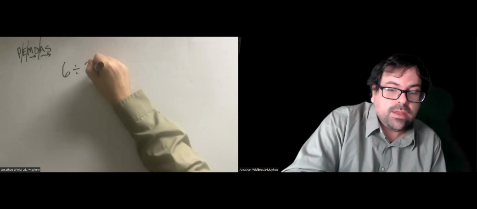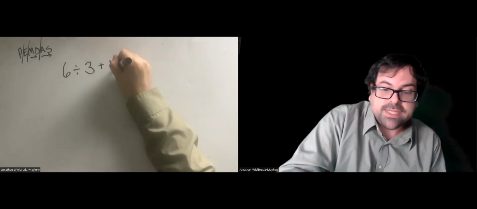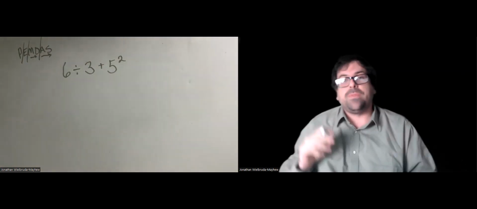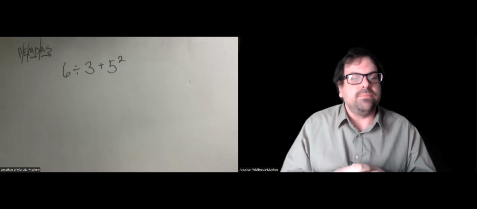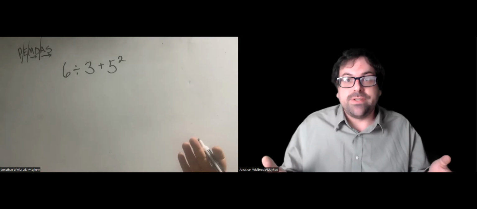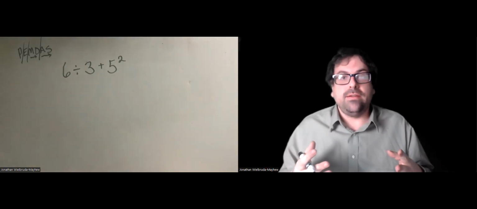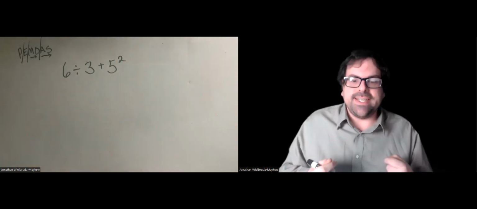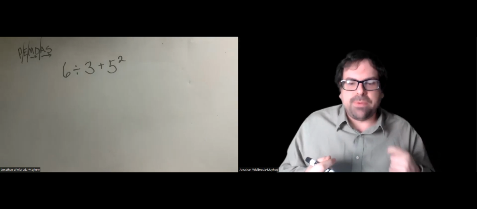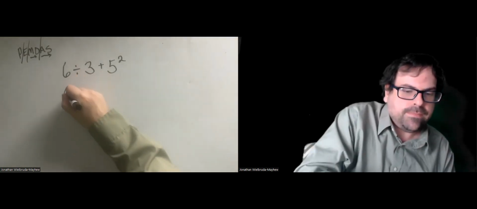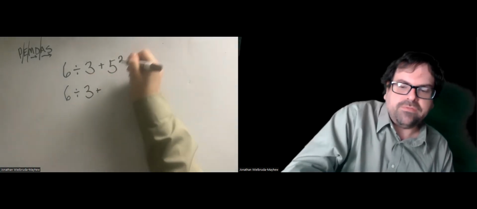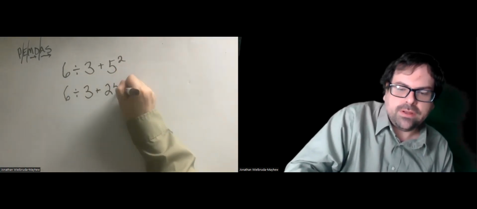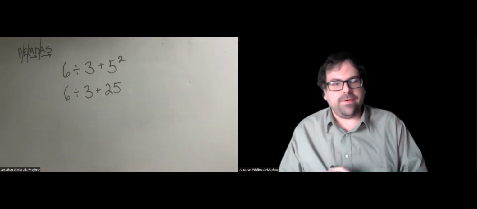Let's take a look at 6 divided by 3 plus 5 squared. Order of operations says first we work inside parentheses and grouping symbols. We don't have any of those. So we move on. Order of operations says next we do E, exponents. Everything else stays the same. 5 squared is 25.